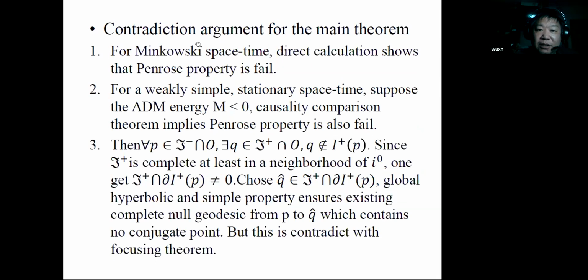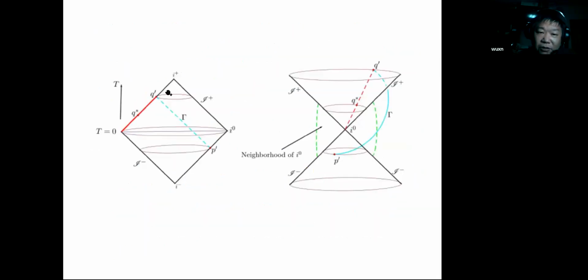Here, we use a contradiction argument for the main theorems. The first one is that, just based on direct calculations in Minkowski, you will know that for the Minkowski spacetime, the Penrose property fails. That means that you can see the picture here.